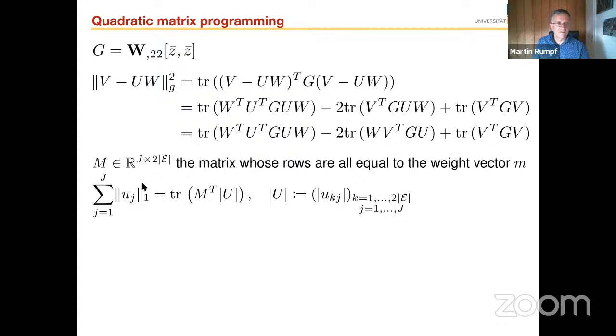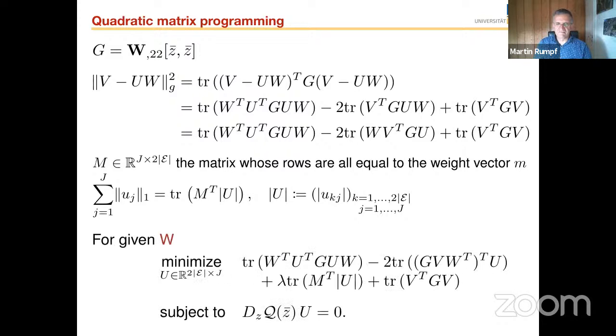And then this here, the 1 norm: if I fill the matrix with rows which are all equal, these weight factors corresponding to the corresponding index in these M coefficients, then I can write this term here in matrix notation just as the trace of M transpose times the U matrix, where we have converted every entry into its absolute value. That is just notation.